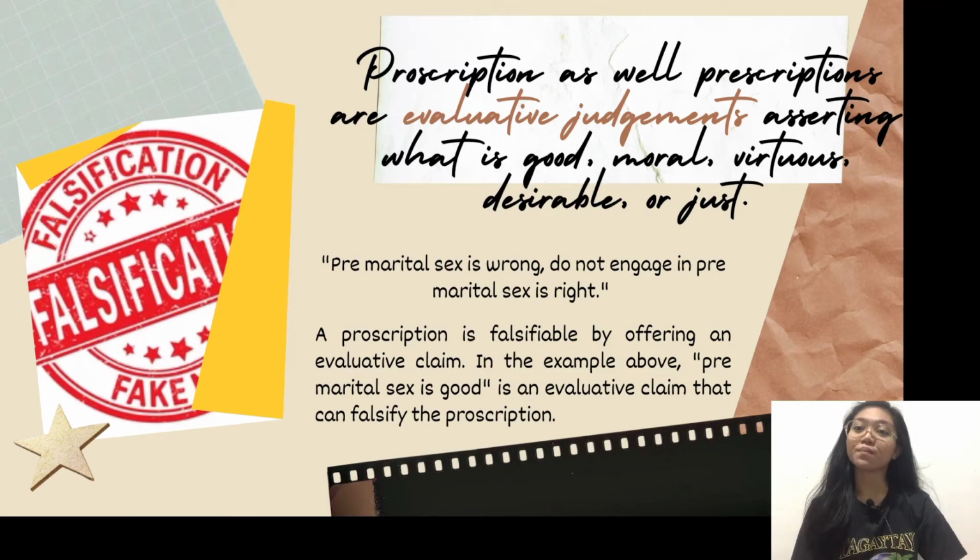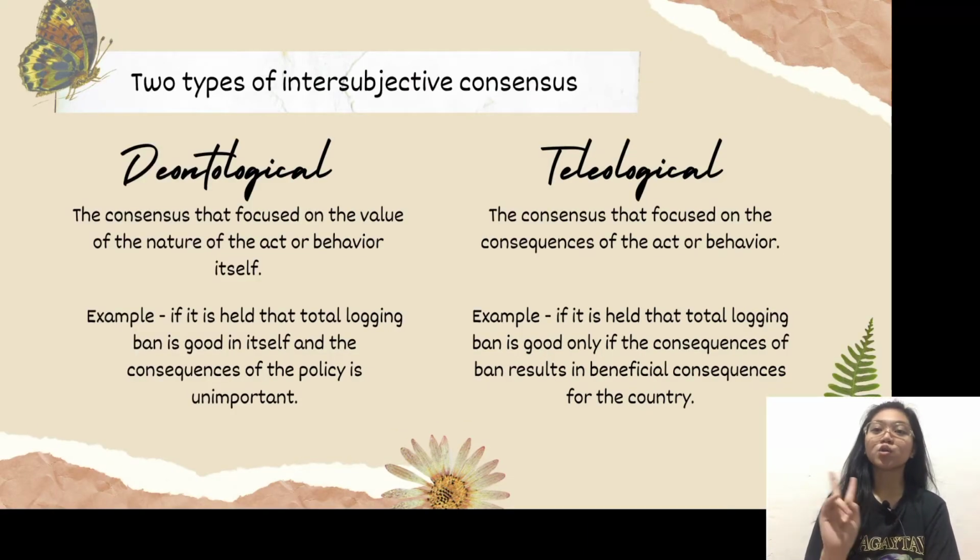Another example, if we accept the claim that premarital sex is wrong, then we should also accept the prescription do not engage in premarital sex is right. However, this prescription can be disproved if we can offer an evaluative claim that premarital sex is good. The strength of an evaluative claim rests on the intersubjective consensus of the concerned public or audience. So there are two types of intersubjective consensus.